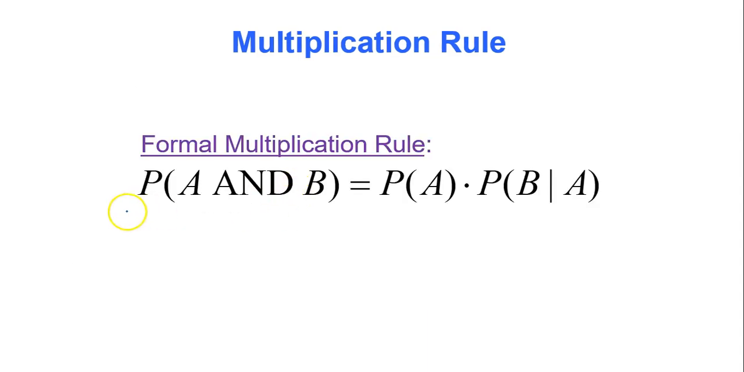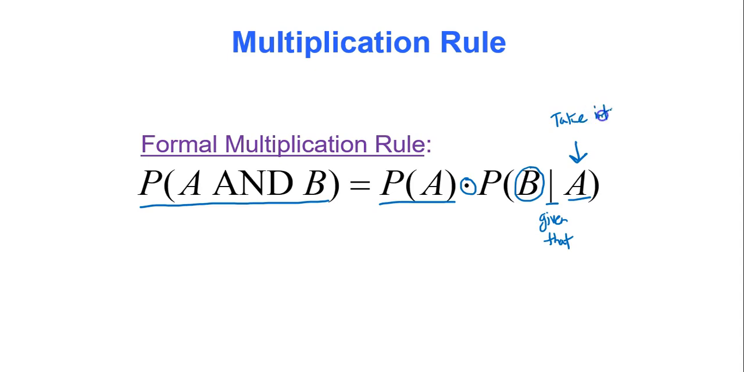So the formal multiplication rule is when you're calculating an AND probability, event A occurring on the first trial and event B occurring on the second trial, you calculate the probability of A occurring just like you normally would, basic probability calculation. But then you multiply that first probability by the probability that B occurs. And remember that vertical line followed by A means probability of B, given that A has occurred. That means calculate the probability of B and then take into account event A has occurred. That's the formal multiplication rule.